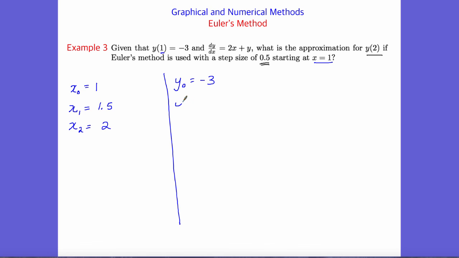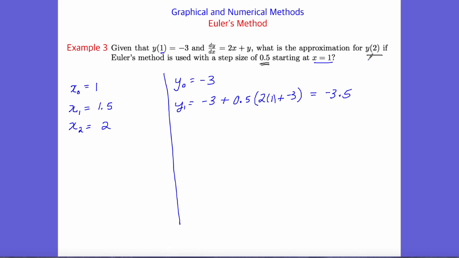and then y sub 0 is -3. So now to get y sub 1, I take my previous y value, I'm going to add to that the quantity, my change in x, times the evaluation of my function 2x plus y. So my original x was 1, so it's going to be 2 times 1 plus my y value. My y value here is -3. So I go ahead and plug all that in, and I end up with -3.5.